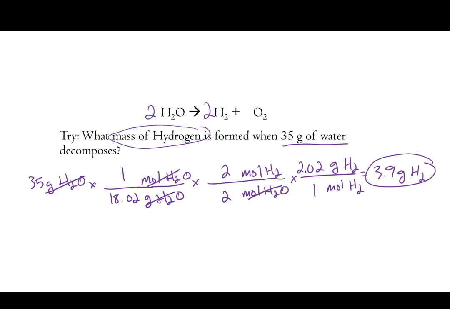So that's always the process. You need to be careful that you're not being robotic and saying, this is always what I do first, this is always what I do second. Just think about what unit needs to cancel, what unit do I go to next. That's always the process when you're doing any of these conversion problems.